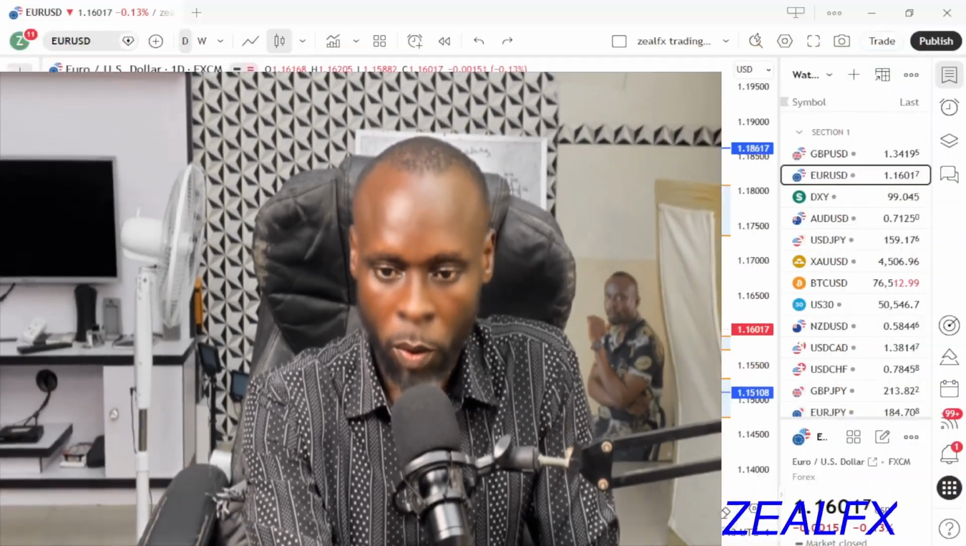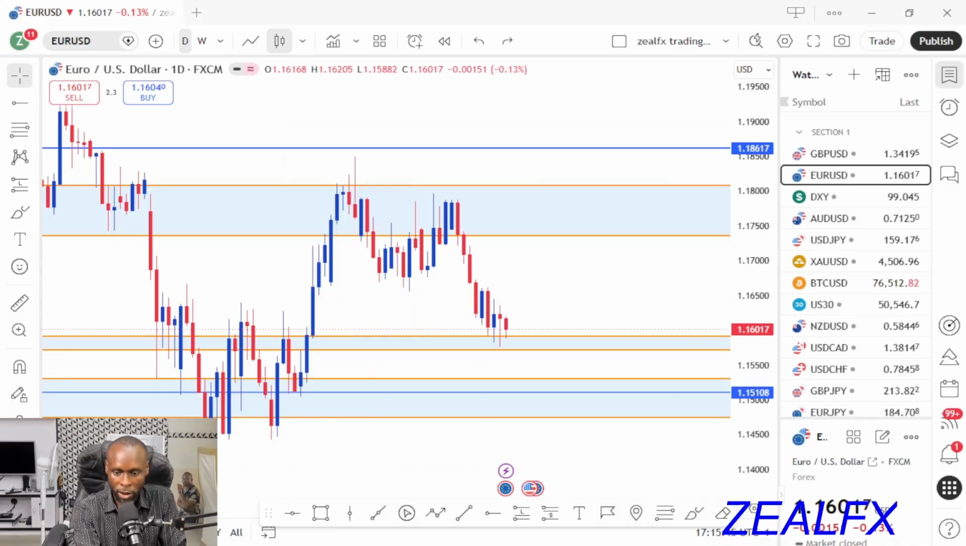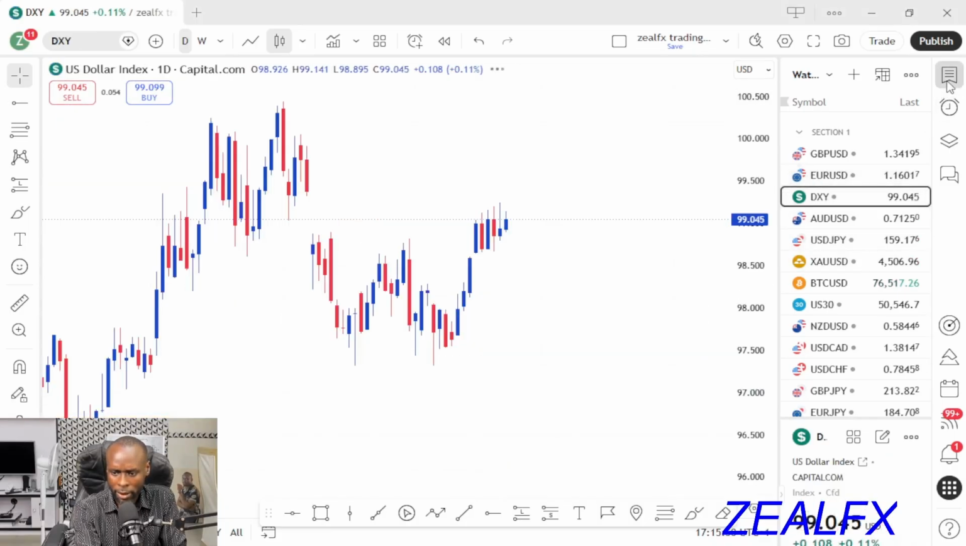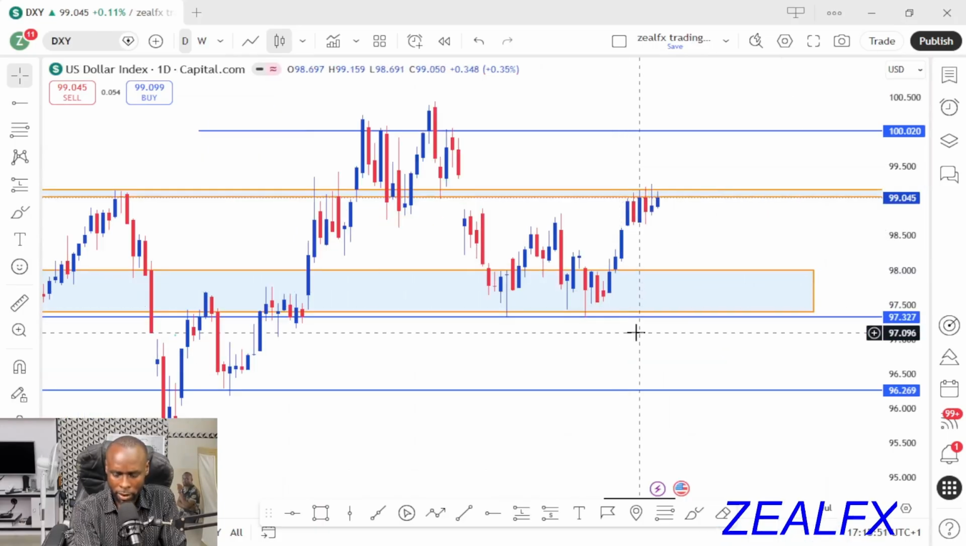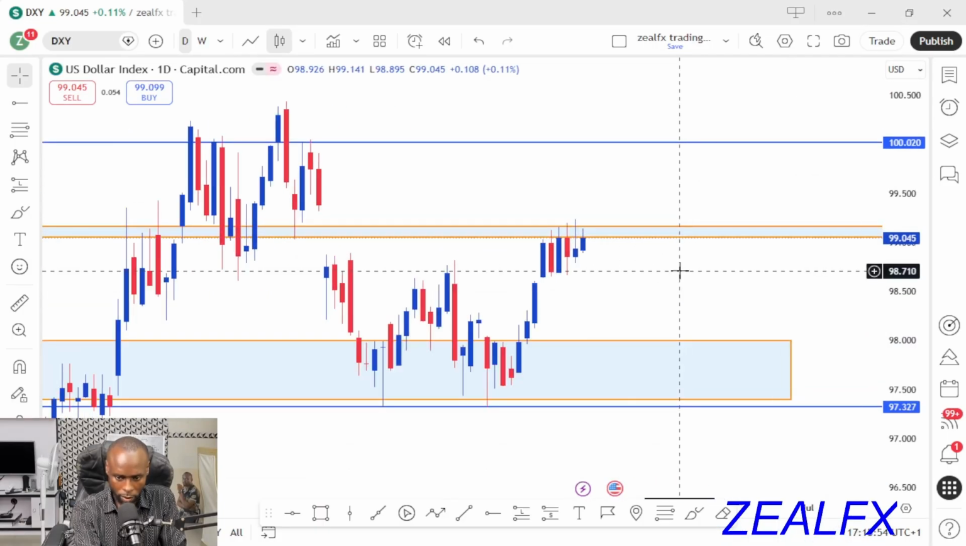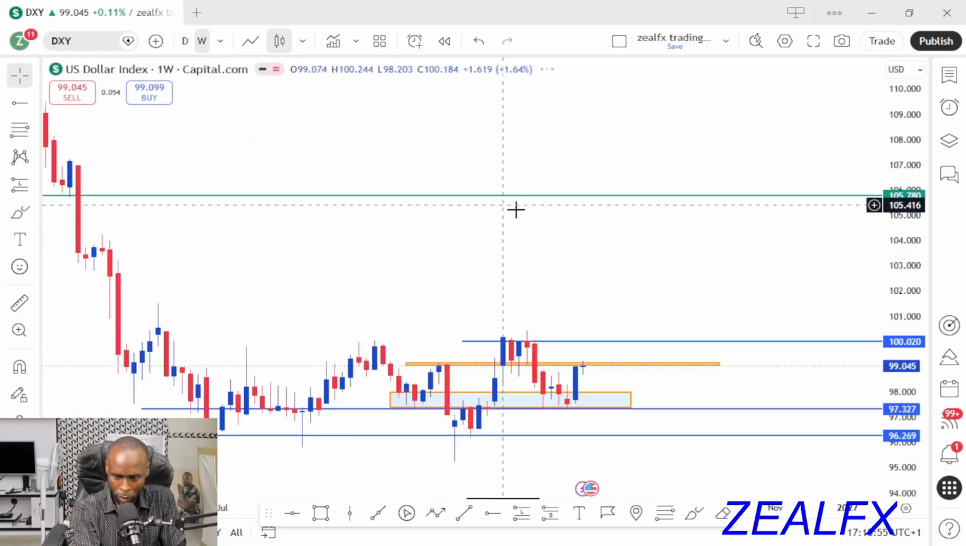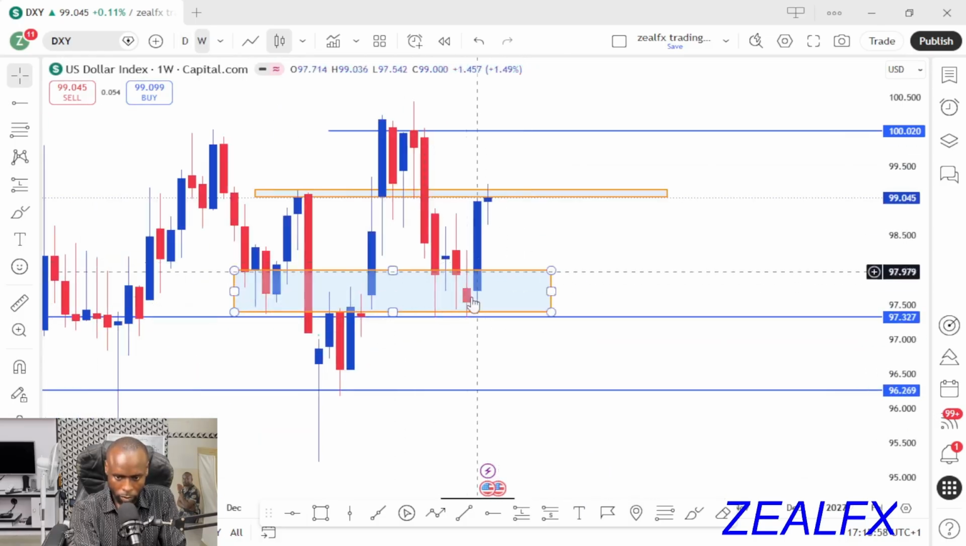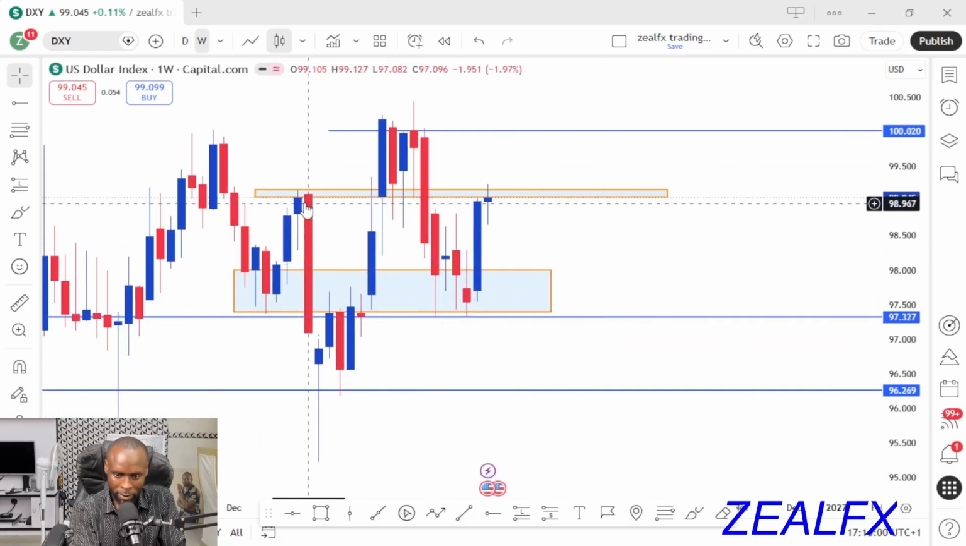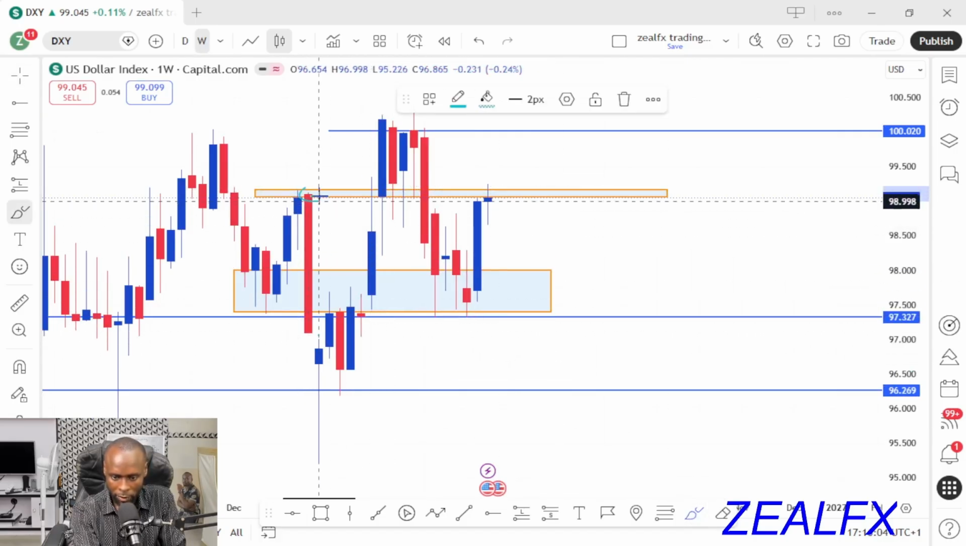So we'll look at our next pair now, which is the dollar index. The dollar index on the weekly time frame closed on a support level. Price rejected from this resistance level, then closed on a support level.